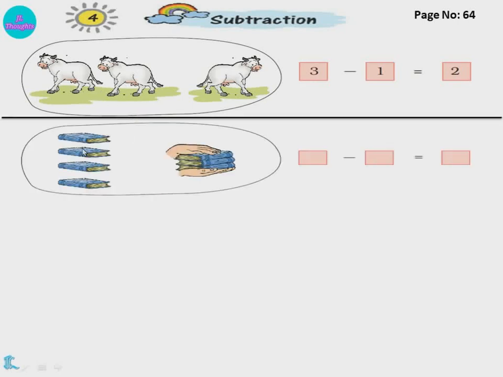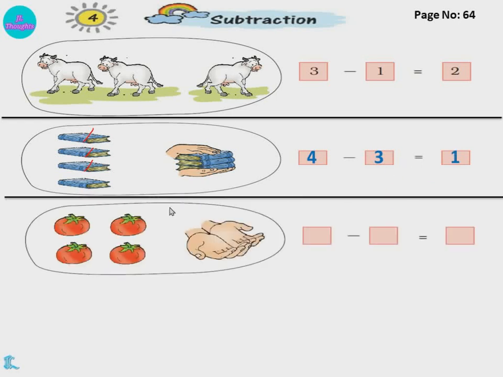Now next 1, 2, 3, 4 books. How many books are there? 4 minus how many books have been taken away? 1, 2, 3. So 4 minus 3 is equals to, from 4 if you take away 3, then how many is left? 1. How many books are left? 1.